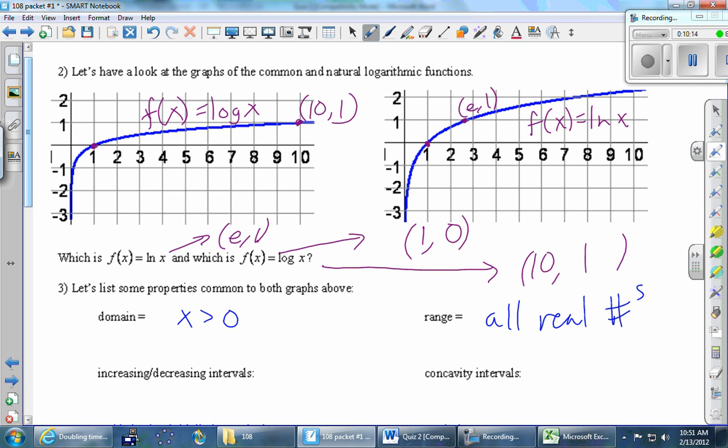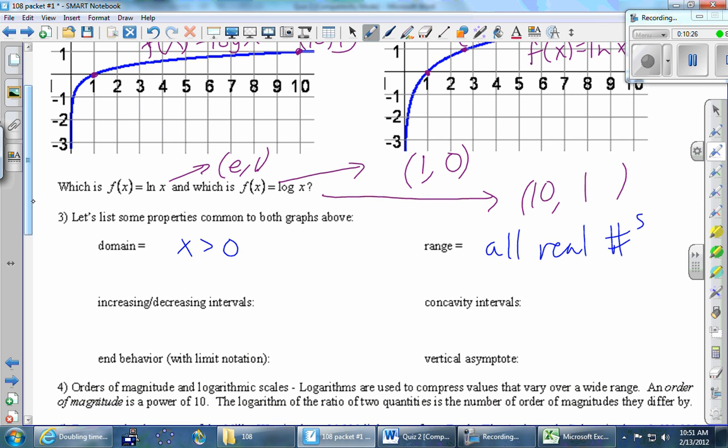Where are these functions increasing and where are they decreasing? They're always increasing, right? They never turn around. There's no maximum, no turning points. So increasing on 0 to infinity. Same as the domain.